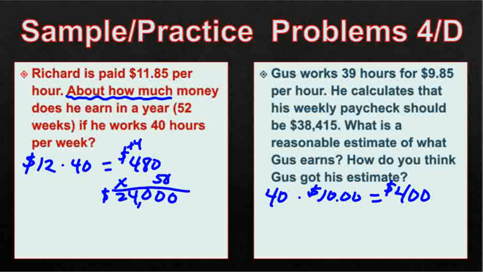How do you think Gus got his estimate? Well, he thought it would be $38,415. He may have forgotten to put the decimal in, and he could have done 39 times 985 to get a little bit different, because it is almost 100 times bigger than what his actual paycheck would be.